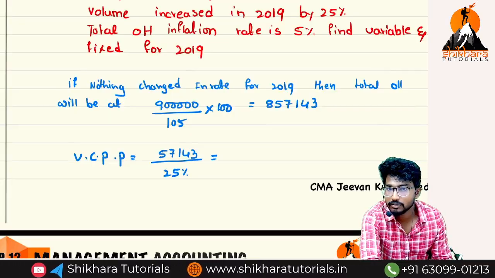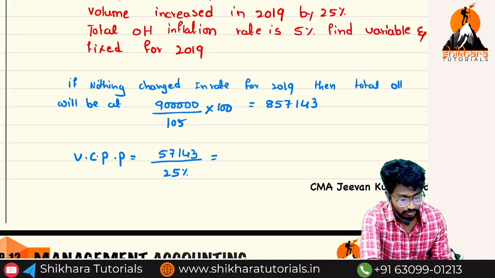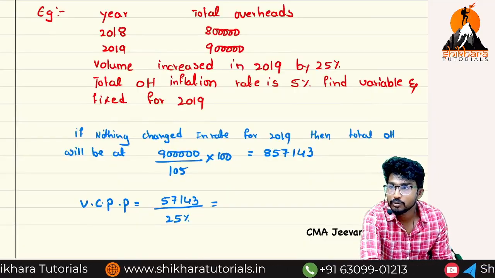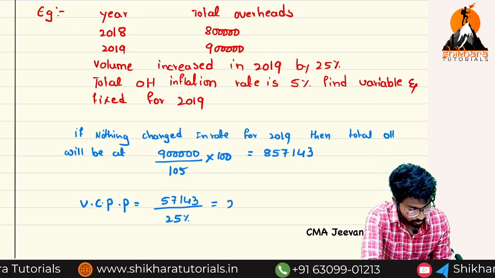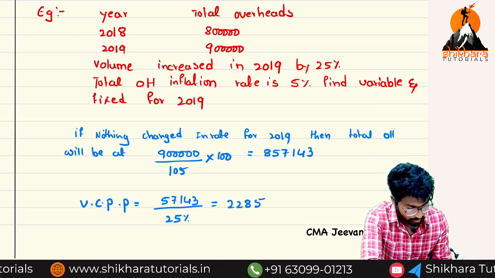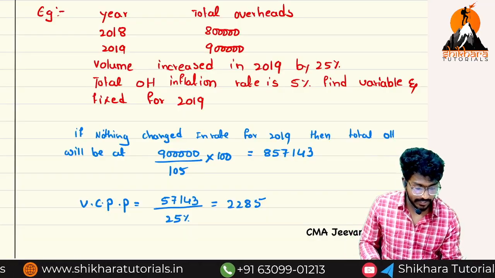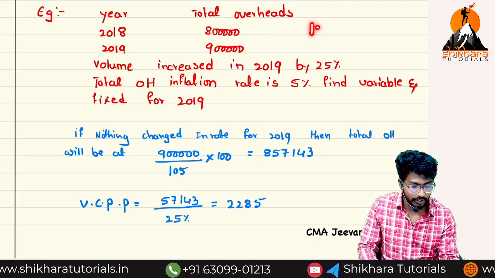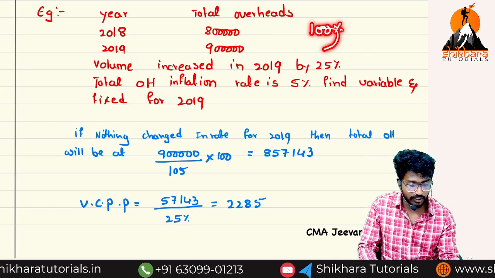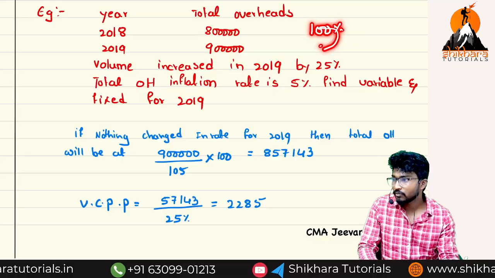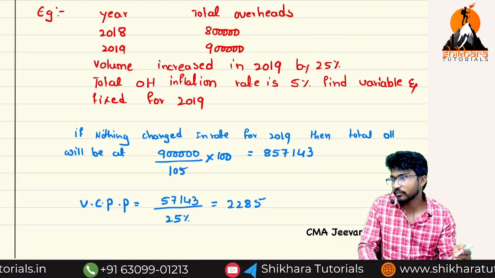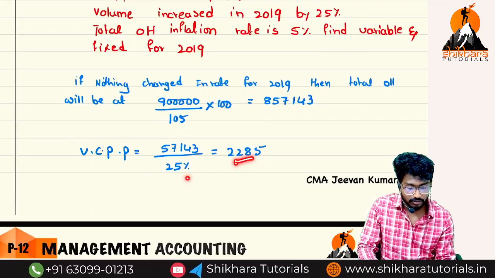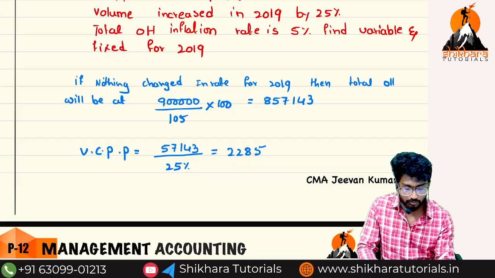How much? 2,285. Now take this as base in terms of volume. If it is at 100%, then for 2018 it is increased to how much? 25, nothing but 125%. Now for 25% it is how much? For 1% it is 2,285.